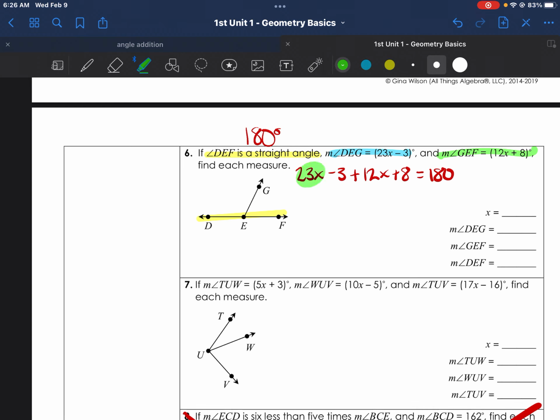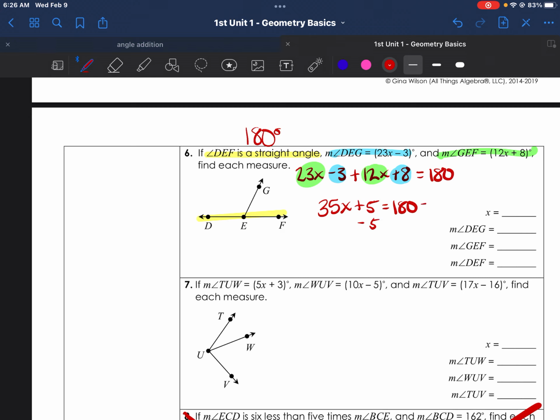To help y'all, we're going to highlight our x's in one color. We're going to highlight our numbers in another color. So, 23 plus 12 will give you 35x. You have $8 and you spend $3, you're going to have $5 left. And you're going to bring down the rest.